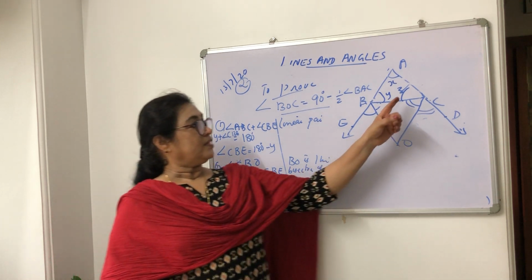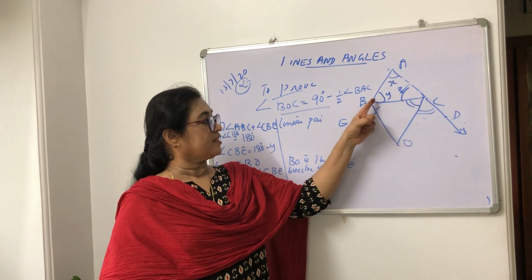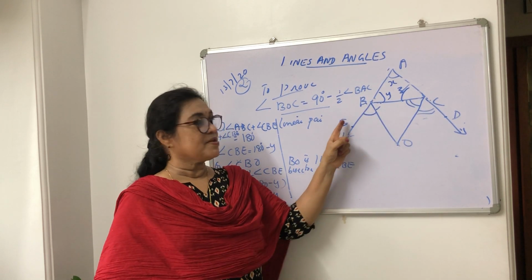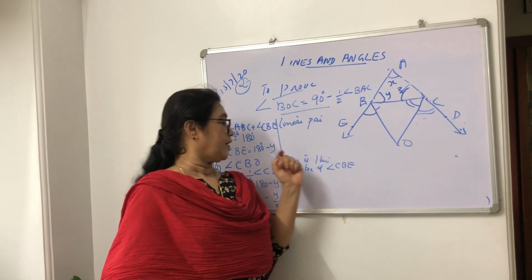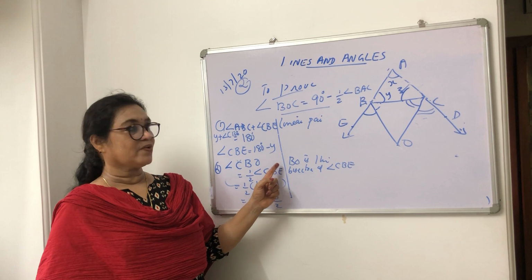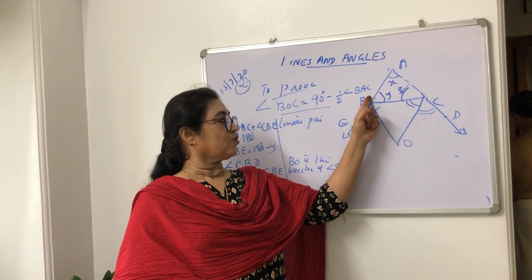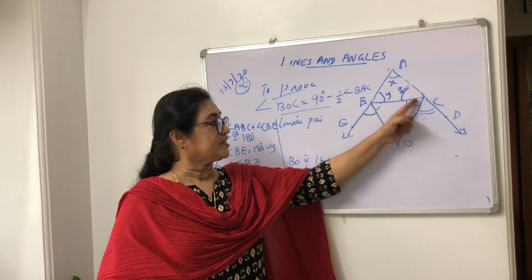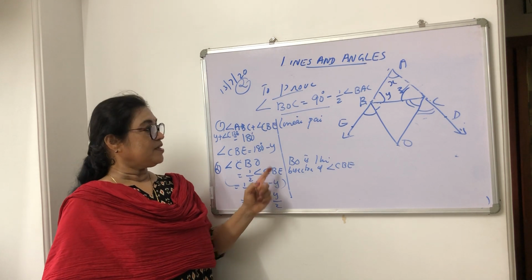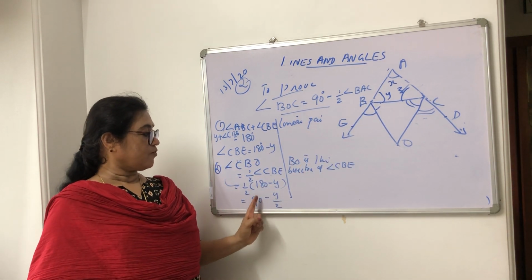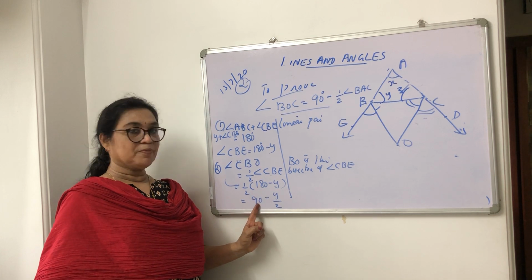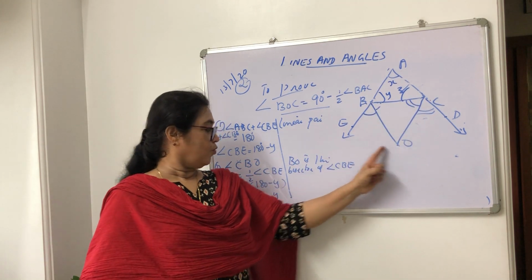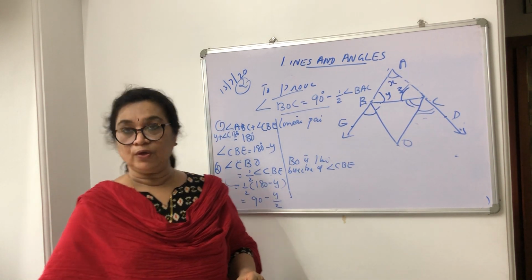Once again, angle ABC plus angle CBE is 180, linear pair. Therefore angle CBE is 180 minus Y. BO is the bisector of CBE, therefore CBO is half of CBE. CBE is 180 minus Y, so half of 180 minus Y is 90 minus Y by 2. So you got CBO as 90 minus Y by 2.